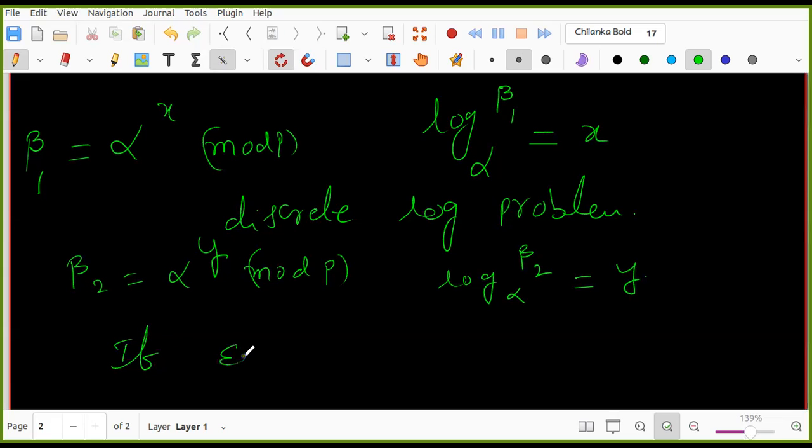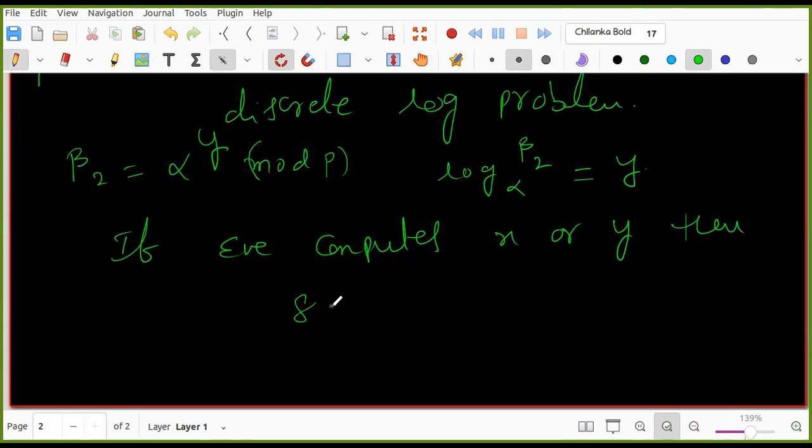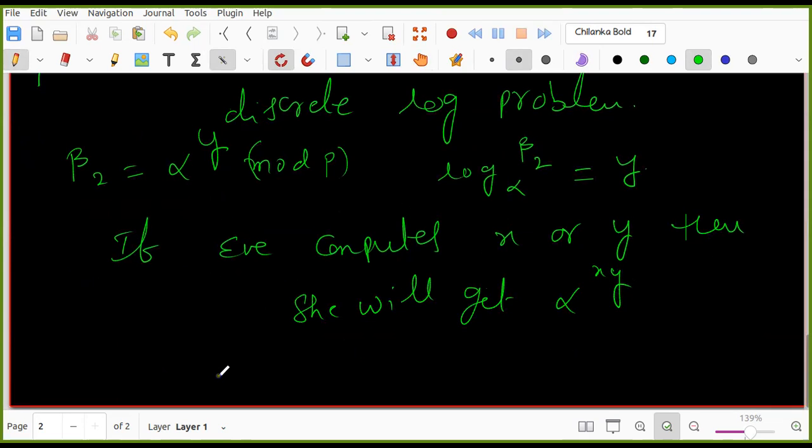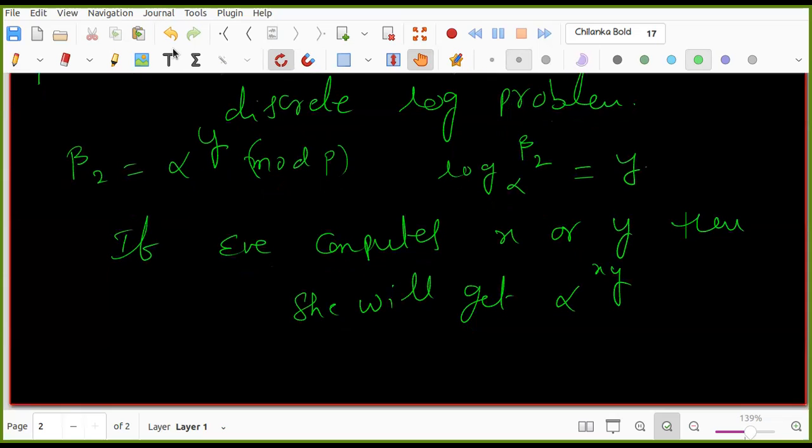So if Eve computes x or y, then she will get alpha power xy. That is easy, so there is no need to compute both of them. But what is the problem here? After knowing alpha power x equal to beta, it is difficult to find x. That is the discrete log problem. So once the discrete log problem is solved, she will find out.